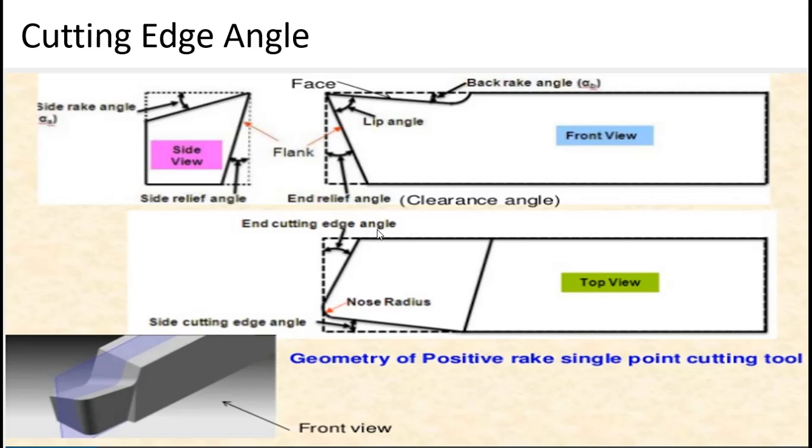Next we have the cutting edge angle. The cutting edge angle can be observed in the top view. There are two types of cutting edge angle: side cutting edge angle and end cutting edge angle. The angle formed between the primary cutting edge and the horizontal line in the top view is known as the side cutting edge angle, and the angle formed between the auxiliary cutting edge and the line perpendicular to the base of the tool is known as the end cutting edge angle.